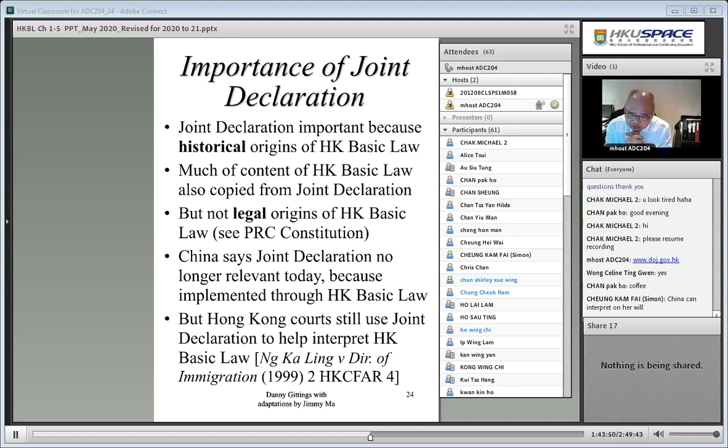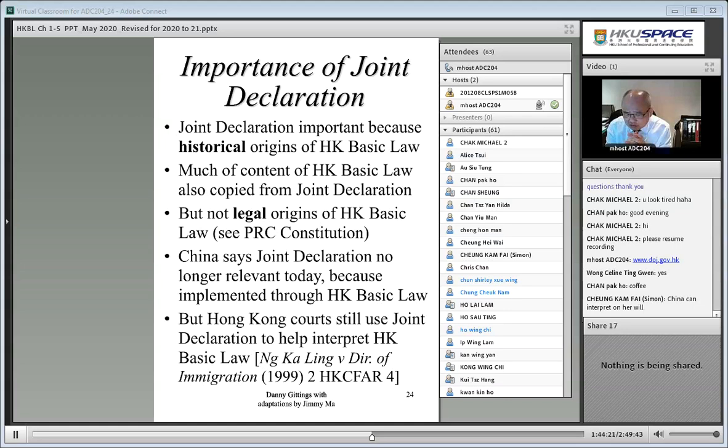When we look at the court judgments, you will see even in 1999, in Garling's case, the Hong Kong courts made clear that they still use the Joint Declaration to help interpret the Hong Kong Basic Law. So this is the relationship between the Joint Declaration and the Basic Law.